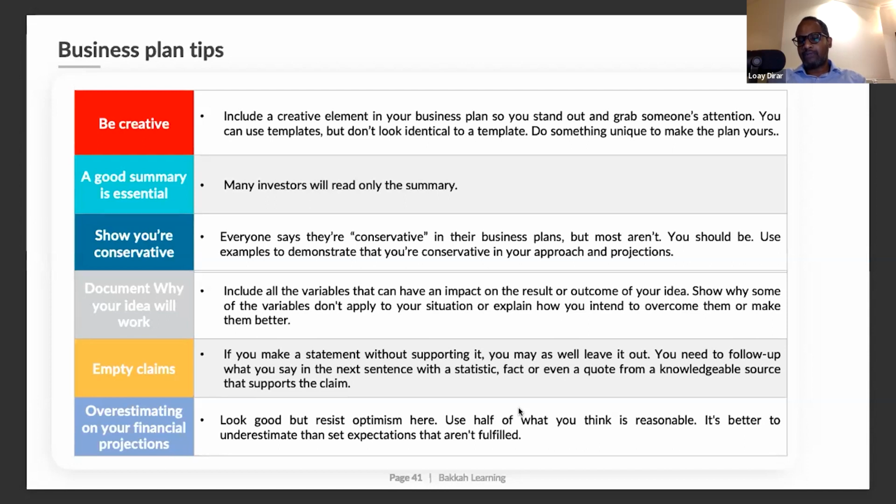And finally, overestimating your financial projections. Please stop the optimism bias. Being overly optimistic and overly excited about your idea. You have to make it always reasonable. You have to showcase all the scenarios, as I mentioned earlier: the best case, the most likely case, and the worst case in your financial models.